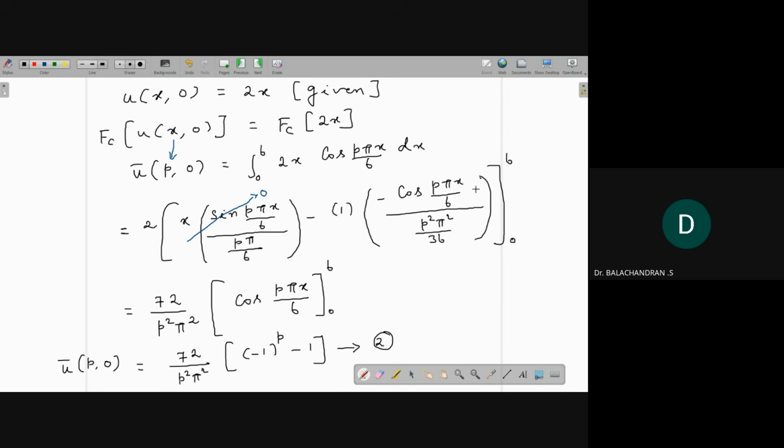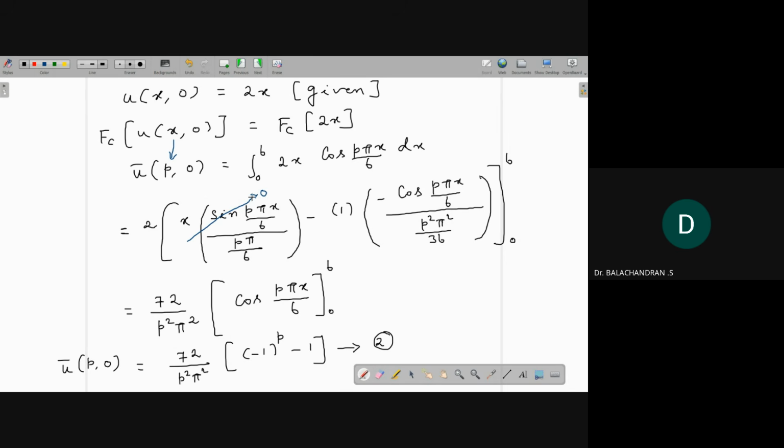Now, because of the sine term, the upper limit as well as the lower limit is 0. If I substitute x equal to 6 here, the 6 gets cancelled, so sin pπ. sin pπ is 0 because p is an integer. Similarly, for the lower limit, because of sin 0, it is 0. Similarly, here I have x.